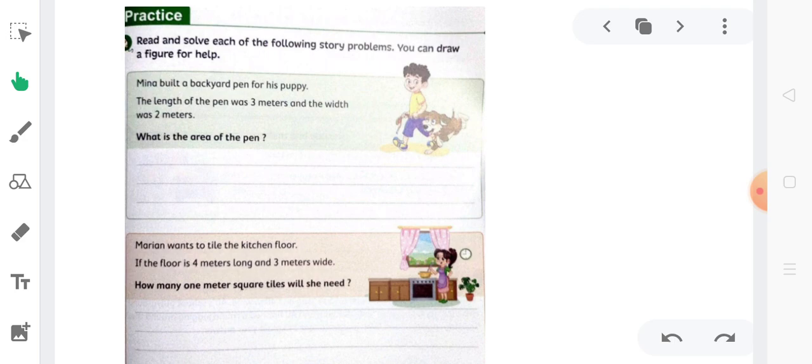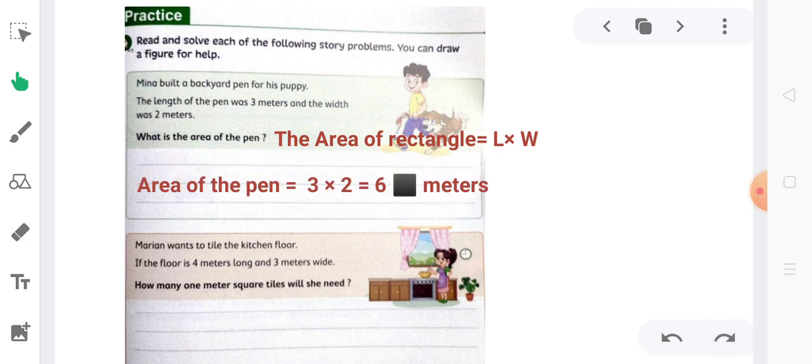We should write the rule or the formula of the area. Area of a rectangle equals length times width. So the area of the pen is 3 times 2 equals 6 square meters. Don't forget to write the units of measuring area, the square units. We have meters, so we write square meters.